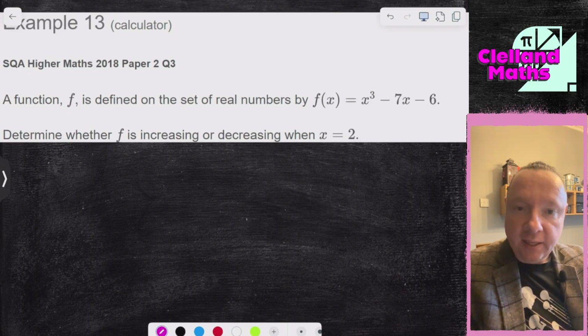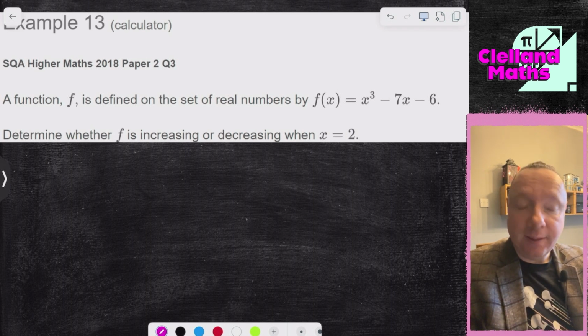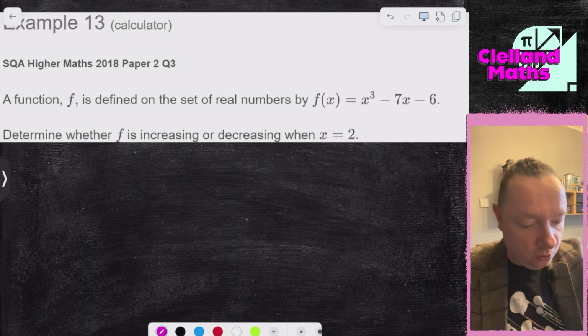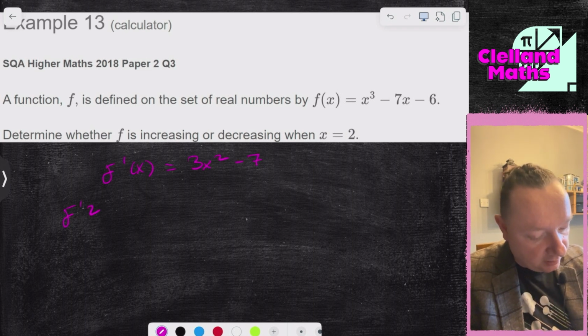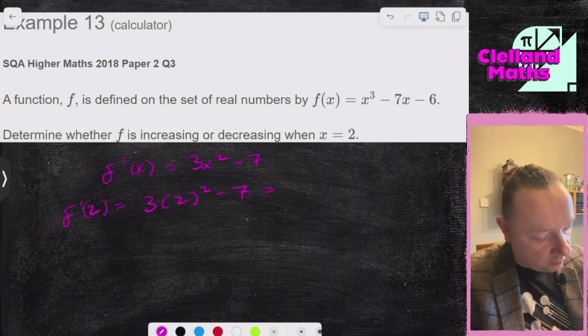Okay, the next one we're going to do, example 13, SQA Higher Maths, paper 2, question 3 on 2018. The function f is defined on a set of real numbers as f of x is x cubed minus 7x minus 6. Determine whether f is increasing or decreasing when x equals 2. Sub 2 in, so subbing 2 into f dash 2, we get 3 times 2 squared minus 7. If that's positive, it's increasing, if it's negative, it's decreasing. So 3 times 2 squared is 12, minus 7 is 5. 12 minus 7 is 5, and therefore f is increasing at x equal to 2.